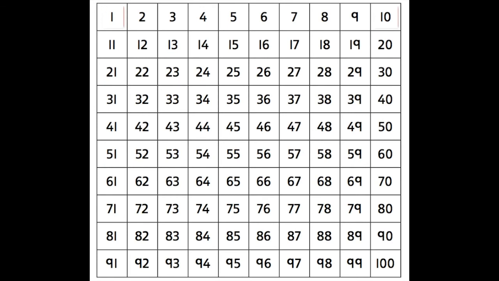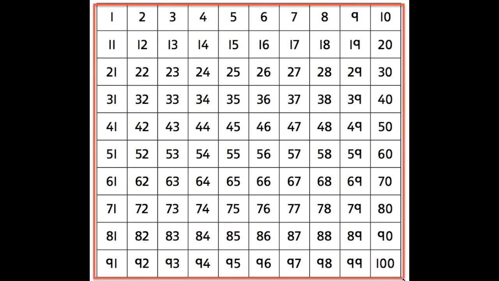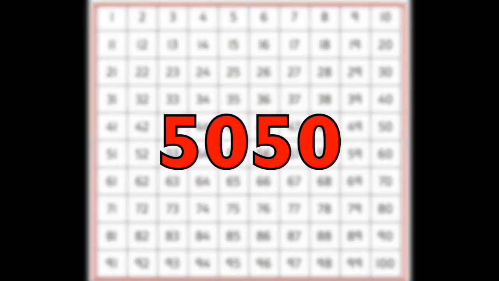Number 6. You may have used a calculator to try and add up every single number in the number square, and if you did that, you would have got the number 5050. Isn't that a big number?